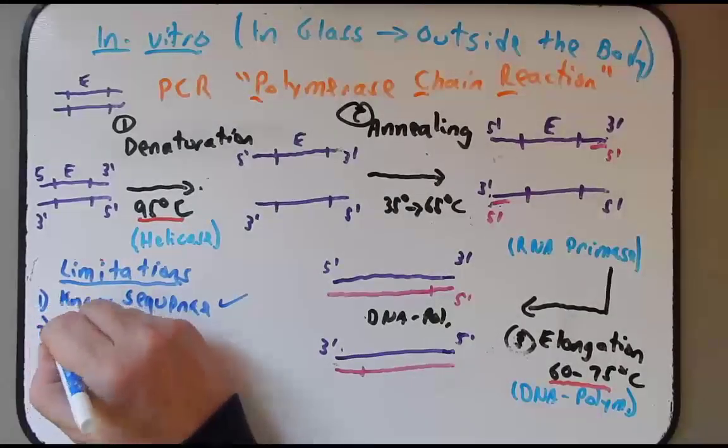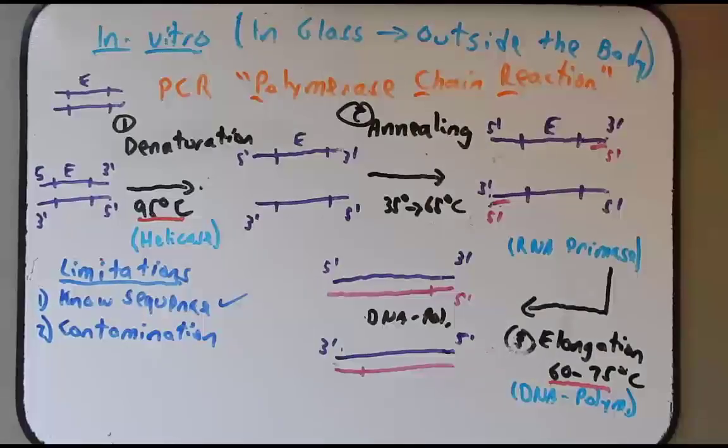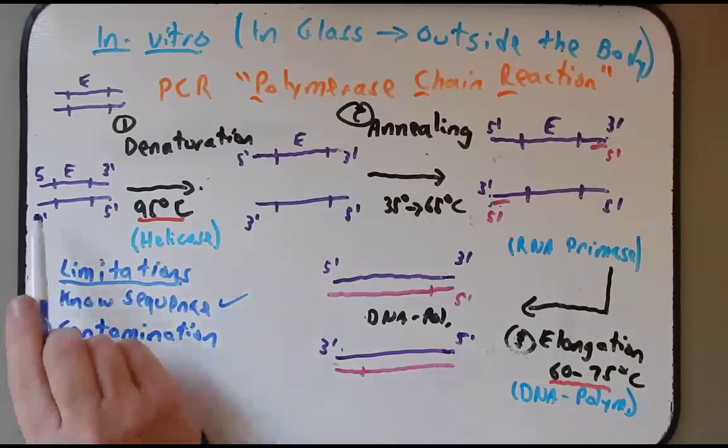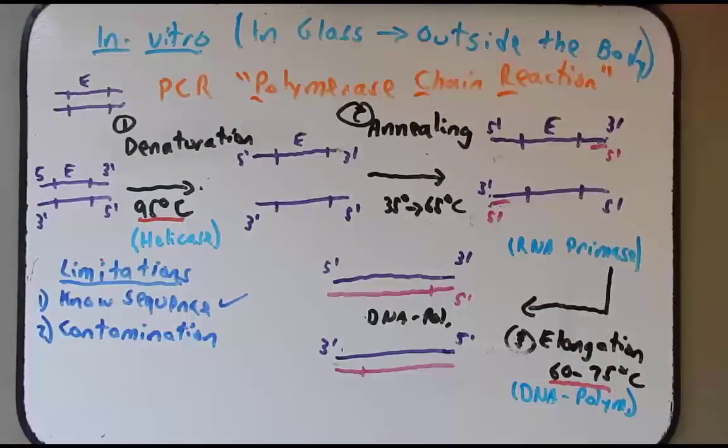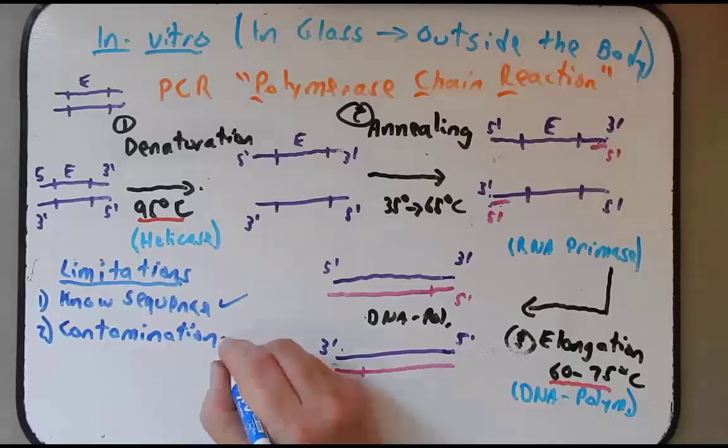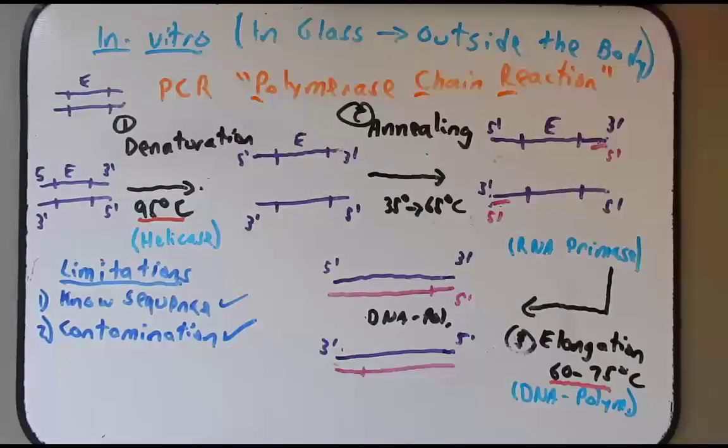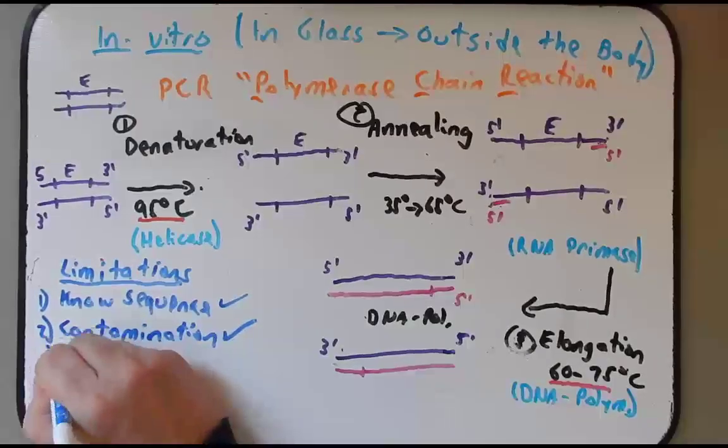The second limitation is contamination. The beautiful thing about PCR is that it can amplify small amounts of DNA into large amounts of DNA. But because of that, if there's any contamination present, you could amplify the wrong target. And because of that, contamination is a problem. You may amplify your gene of interest, enolase in this case, but you may also amplify the wrong gene. So you have to be very careful when you're doing PCR to not have this contamination problem.